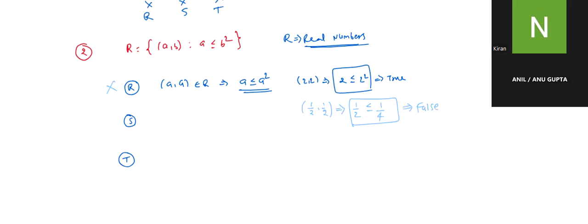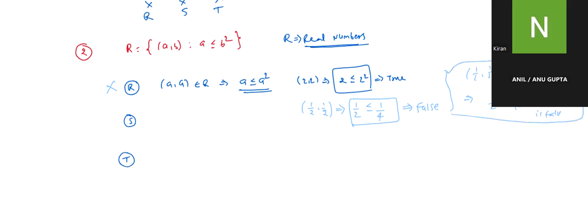Got it? You have to give a counter example. Basically, you write (1/2, 1/2) does not belong to R. Reason: because 1/2 is less than or equal to (1/2) whole square is false. In the exam, just write this part: (1/2, 1/2) does not belong to R, half is less than half square, which is false.